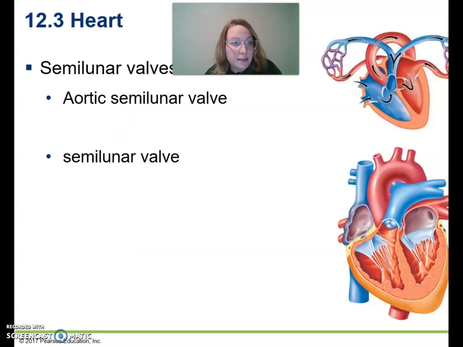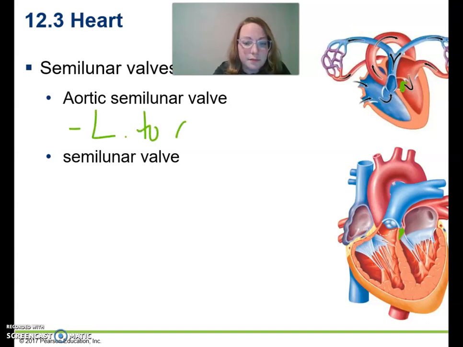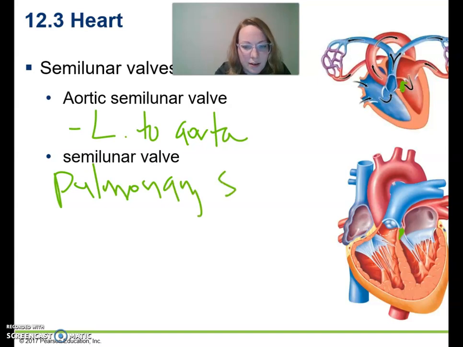And then the semilunar valves, they are named for the vessel that they lead to. So the aortic semilunar valve is going to be this one back here, leading on the left side to the aorta. And then the other is the pulmonary semilunar valve, leading on the right side to the pulmonary trunk.